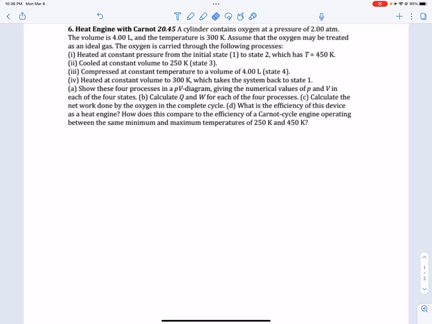Part A: show these 4 processes in a PV diagram, giving the numerical values of P and V in each of the 4 states. Okay, I could do that.